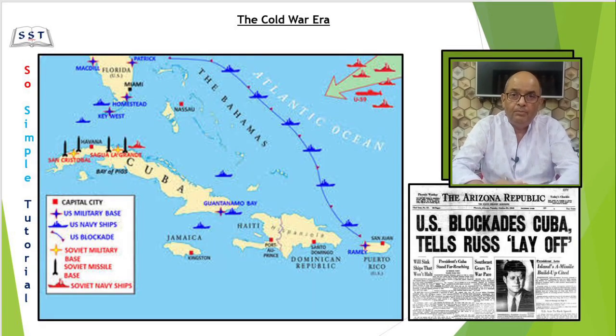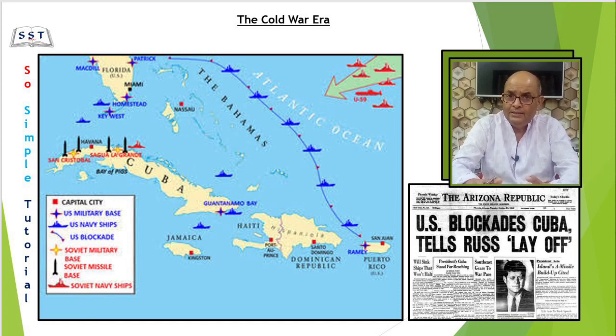Kennedy ordered American warships to intercept any Soviet ships heading to Cuba as a way of warning the USSR of its seriousness. Students, this was the point that was the peak of tension. American and Soviet naval vessels came into close proximity. A nuclear war seemed imminent. This is what made the whole world nervous.